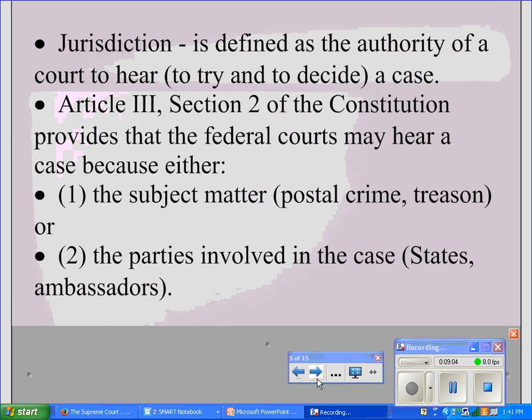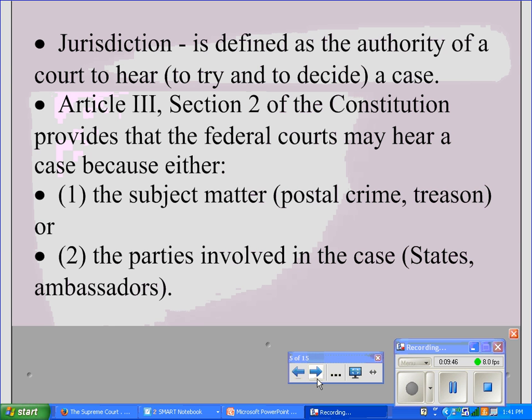Jurisdiction is defined as the authority of a court to hear and decide a case. Now, there are different definitions for police. The police have jurisdiction to investigate a case. Article 3, Section 2 of the Constitution provides that a federal court may hear a case. So you wouldn't go to a district court, you would jump straight to a federal court if you have a specific subject matter, like treason. So Edward Snowden would go straight to a federal court because he committed treason. He betrayed his country.